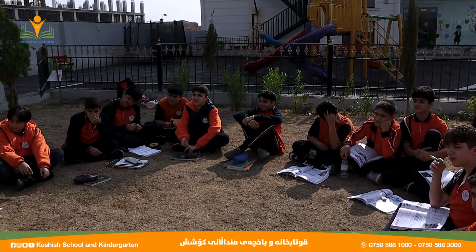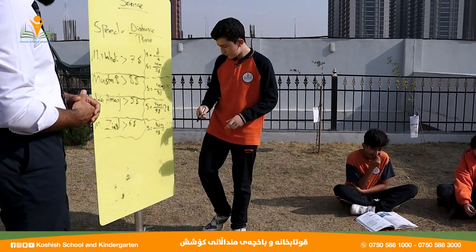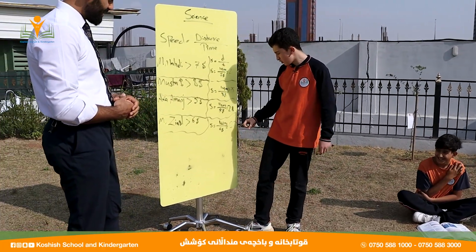And then lastly, we have Muhammad Ziad. He ran 14 meters in only 6 seconds. And if we divide 14 by 6, it equals 2.3.